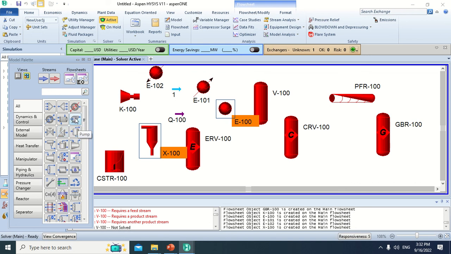And the other device or machine is pump. It is pump. Pump is a device that takes mechanical energy from an external source and transfers it to the fluid that passes through it. This fluid can be water, milk, and the other.